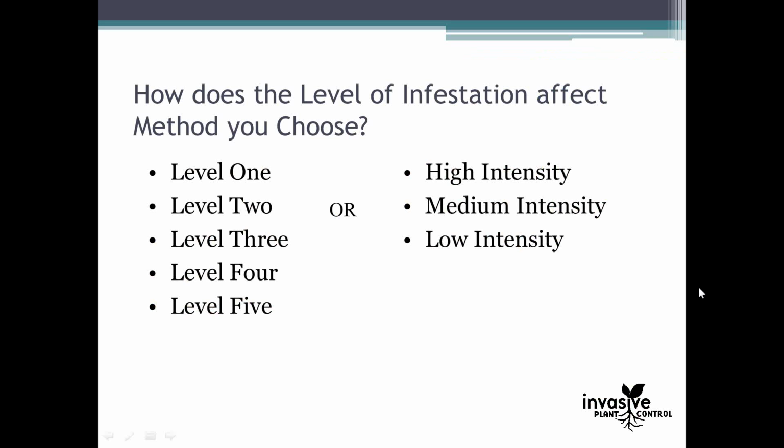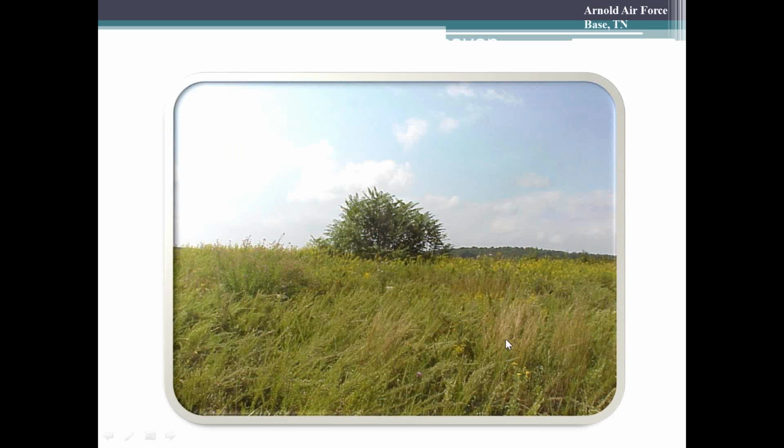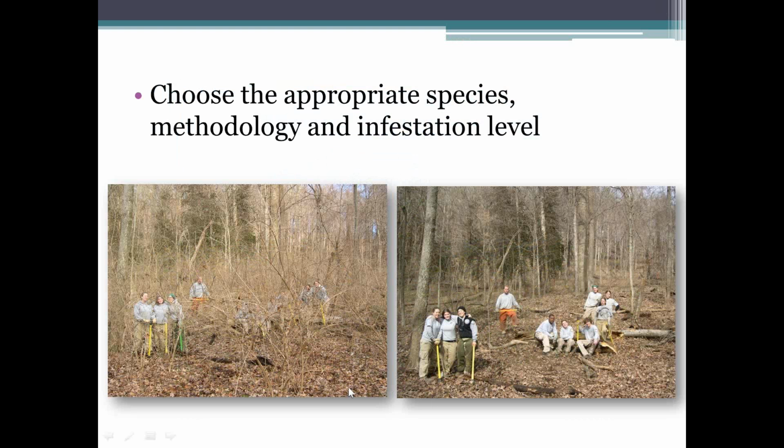Make sure during the training you're talking about the levels of infestation. How's it going to affect the method you use? You want to make sure you're doing more like level 1, 2, and 3, or low to medium intensity infestations. You don't want to have them go out and control a field full of Sericea lespedeza. They just can't do it. You can't pull that out of the ground. There's not much you can do with it. If that's the problem you have, you want to find a different way to control that, and look for other species that are good for volunteers.